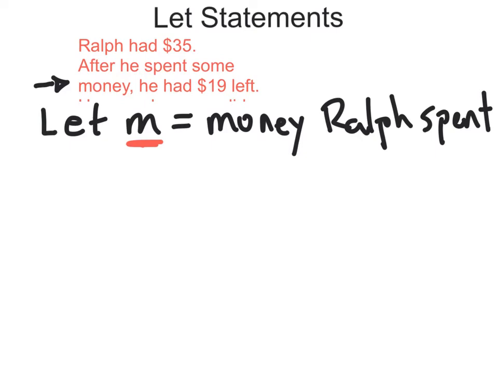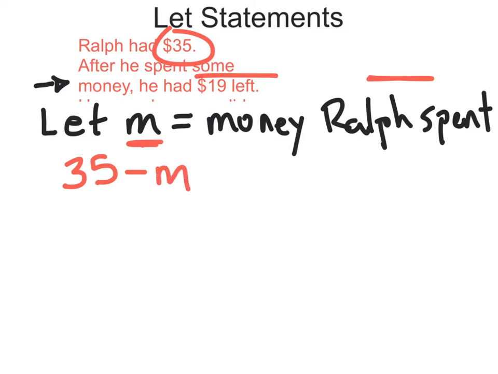Now we need to write some equations. So remember, with my variable M, I also know that Ralph had $35 to begin with. Then he spent some money, which is the M. We don't know how much he spent, but some. And he ended up with 19 left. So an equation might be 35 minus M, because he started with $35, he spent some, equals 19. He had $19 left.